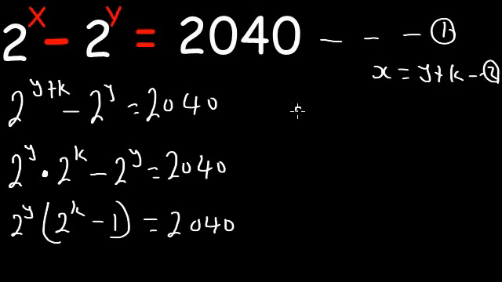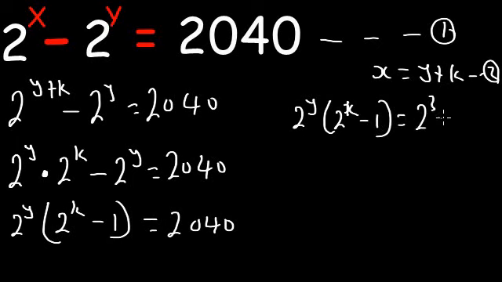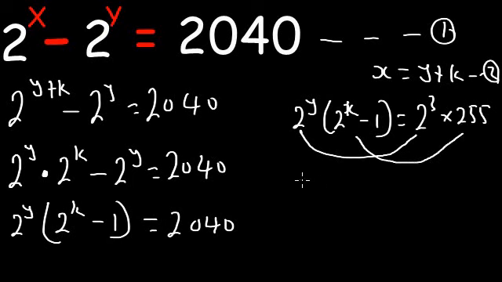And right now we can have 2 raised to the power of y multiplied by 2 raised to the power of k minus 1 to be equals to 2 raised to the power of 3 multiplied by 255. Now, by comparing both sides, we can clearly see that 2 raised to the power of y is equal to 2 raised to the power of 3 since they are both even, and 2 raised to the power of k minus 1 is equal to 255 since they are both odd. So therefore, 2 raised to the power of y is equal to 2 raised to the power of 3. And finally, y will definitely be equal to 3.